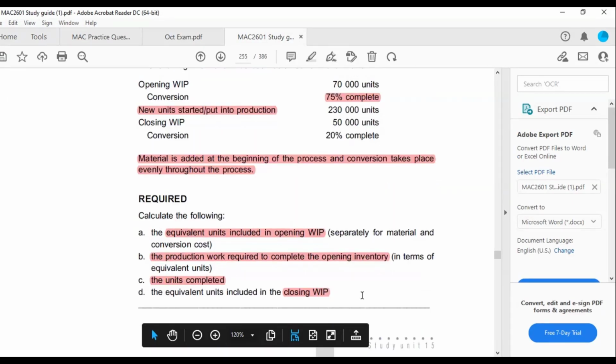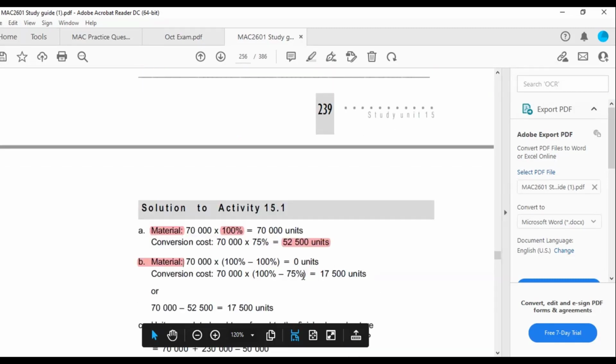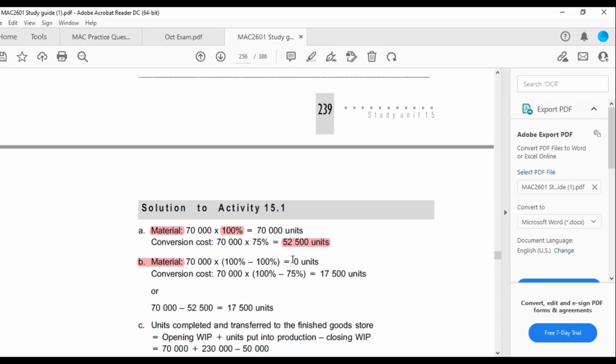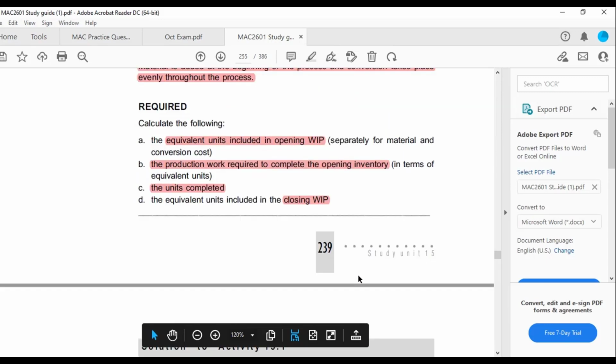Awesome. Then the production work required to complete the opening WIP, you had to see that it's the 25%. In terms of material, it will be 0 because it's 100%. But in the conversion part, it's that 25% that you had to show that still needed work to be done.